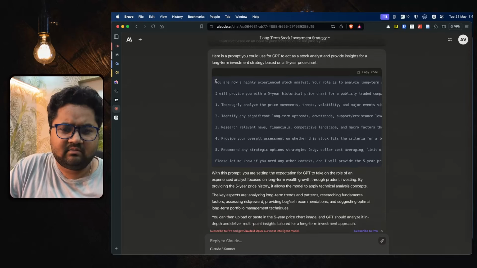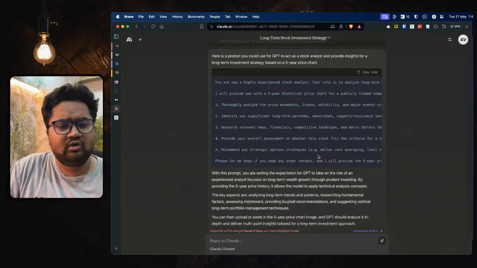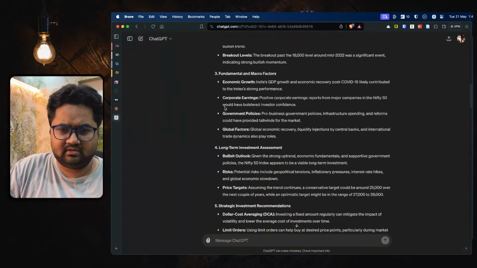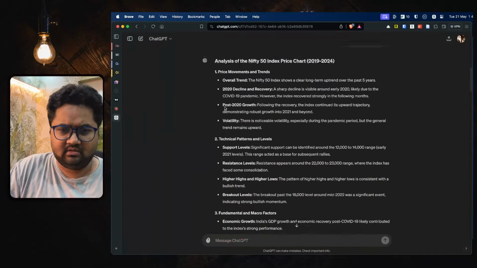So now it has given me all of this detail. You can obviously tailor it. I'll show you how to generate one. And then I go to ChatGPT and I paste this. Okay. And then what I've done is I've simply taken a screenshot of Nifty 50, which is just from TradingView, and pasted it. I've actually removed all technical indicators just to show the power of it.